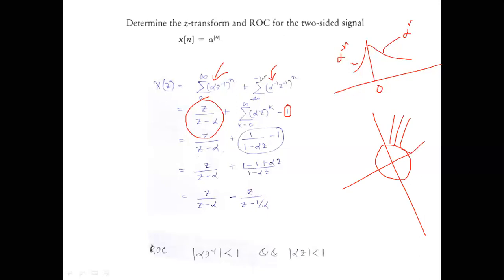So you can see the minus infinity to minus 1 has been changed to 1 to infinity, by putting k equal to minus n. Then afterwards k equal to 0 to infinity has been substituted with a minus 1.